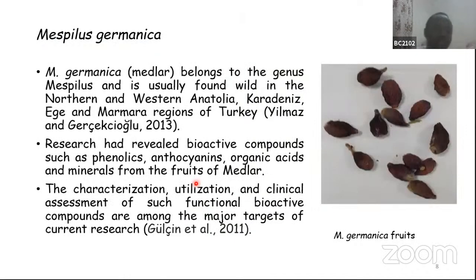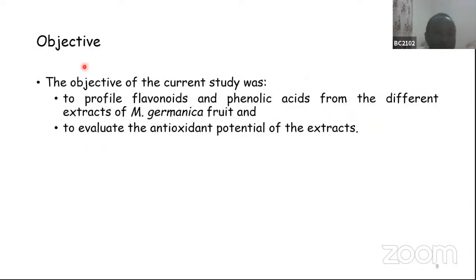Mespilus germanica belongs to the genus Mespilus and is usually found wild in northern and western Anatolia, and the Karadeniz, Aegean, and Marmara regions of Turkey. Several researches carried out on Mespilus germanica have revealed its bioactive compounds such as phenolic acid, antioxidant, and organic acid. These are the fruit of Mespilus germanica, the fruit we use in the following research. The objective of the current study was to profile flavonoid and phenolic acid from different extracts of Mespilus germanica fruit and to evaluate the antioxidant potential of the extracts.